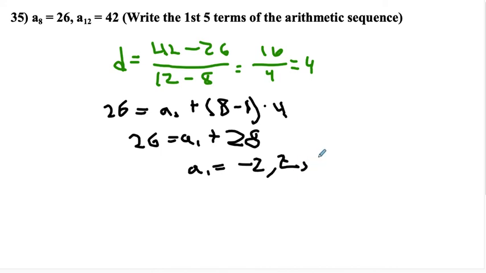The next term would be 6. The next term would be 10. Then the next term would be 14. And that would be the fifth term. 1, 2, 3, 4, 5. The sixth term would be 18. The seventh term would be 22. And the eighth term would then be 26. So it fits in the pattern. And that is that.